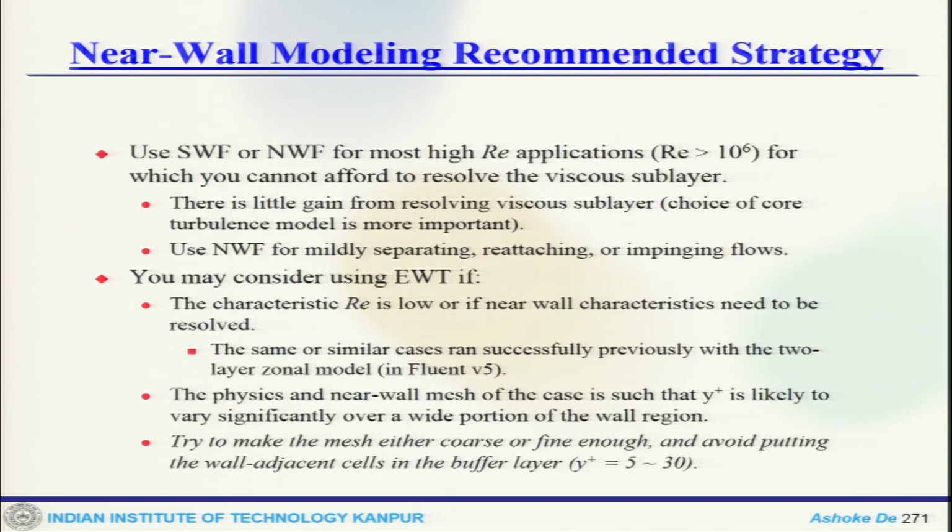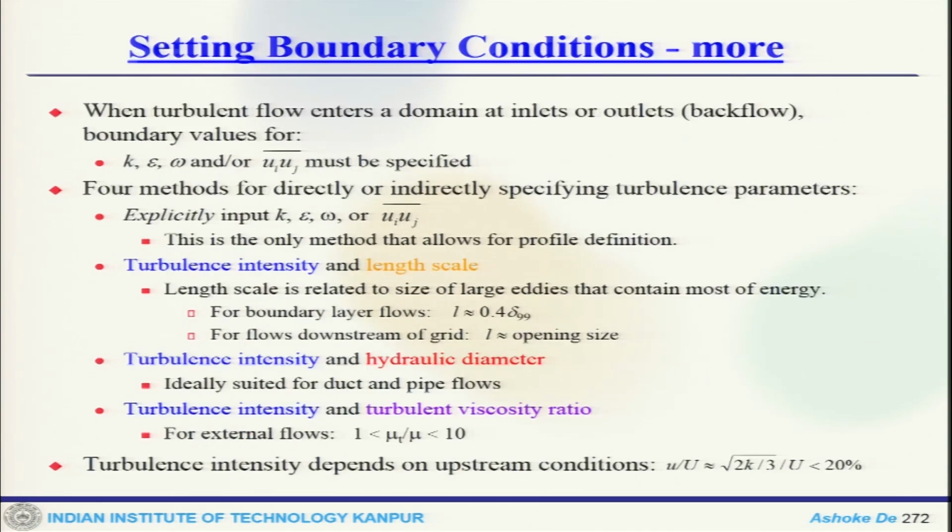Now, going by some of these recommendations, one can use the standard wall function or non-equilibrium wall function for most high Reynolds number applications, which cannot afford to resolve the viscous sublayer, because the Reynolds number is so high that we cannot resolve it. There is little gain in resolving the viscous sublayer; use the non-equilibrium wall function for more mildly separated flows, but you may consider enhanced wall treatment if the characteristic Reynolds number is low or if near wall characteristics need to be resolved. In some cases the physics and near wall mesh are such that y plus is very significantly over this. At the same time you need to set the boundary conditions.